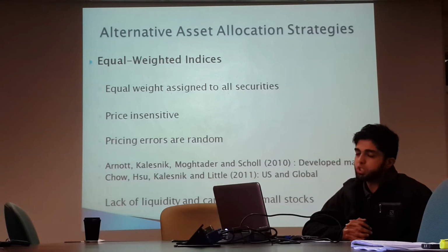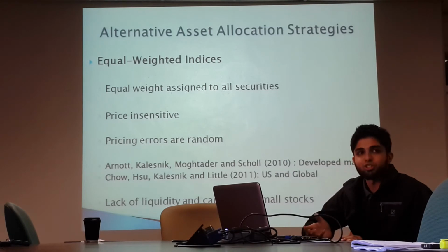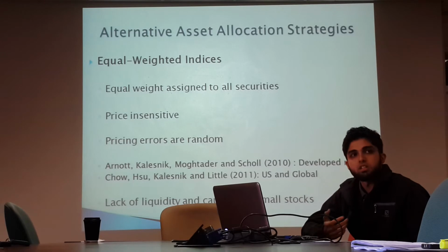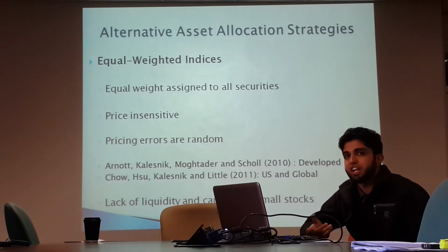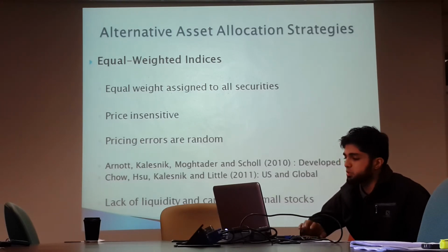Another alternative to cap weighting is your equal weighted indices. Now, equal weighting assigns equal weights, as the name suggests, to all securities. It is also coined as a price insensitive strategy, as pricing errors are expected to be random because you assign equal weightings to all the stocks. Evidence has been suggested by Arnott, Kalesnik, Moghtader and Scholl 2010 in developed markets, as well as Chow, Hsu, Kalesnik and Little in US and global markets.